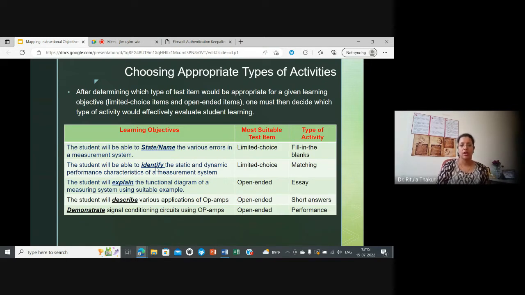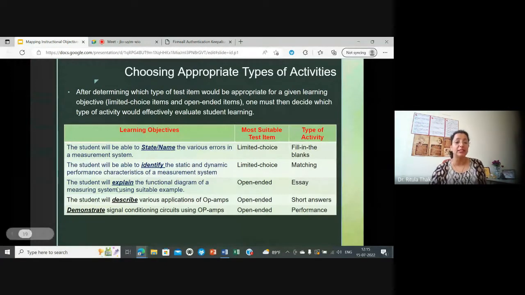Dash are the various errors in a measurement system. So that means the fill in the blanks is the most suitable. When we are saying the second type of learning objective, student will be able to identify, it will be more suitable in the limited choice to match the following. For example, we have static characteristics, we have dynamic characteristics. On the right side, we can give them various options, and then the student can do the matching.